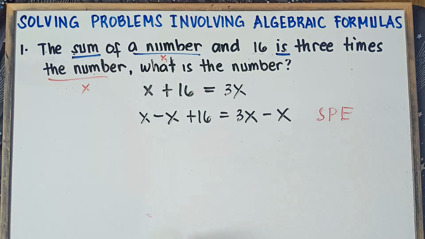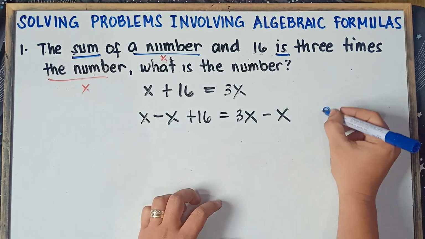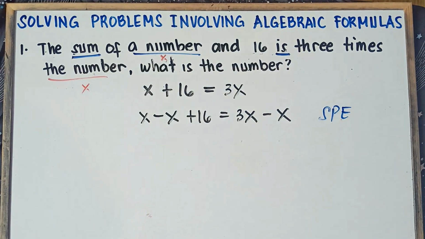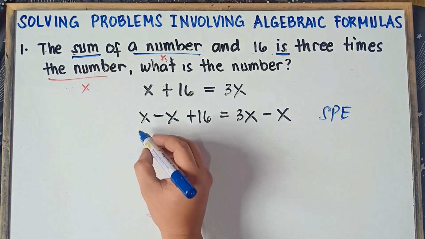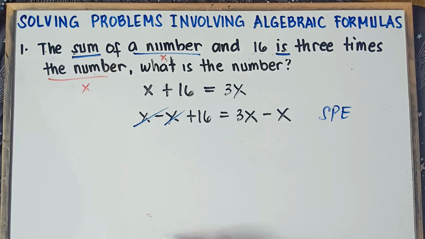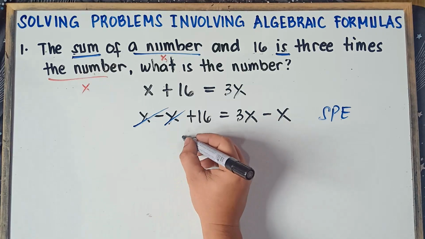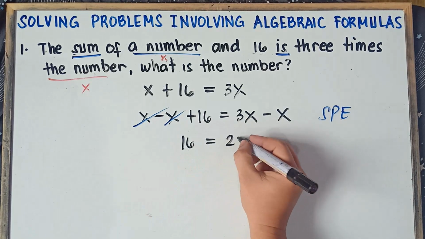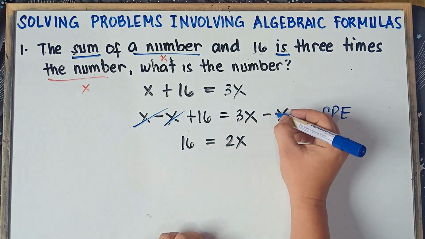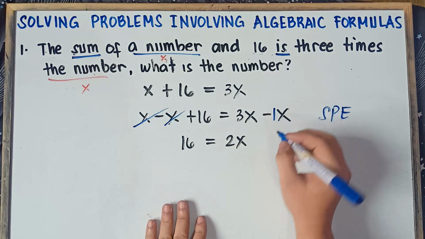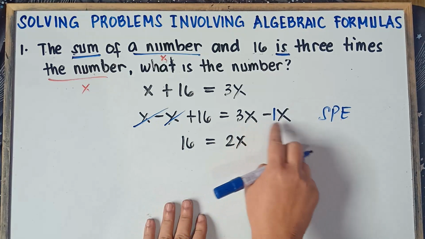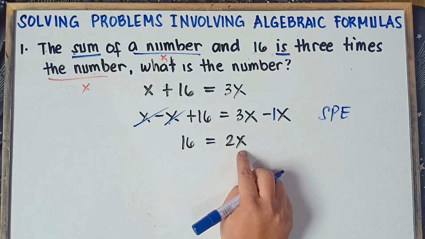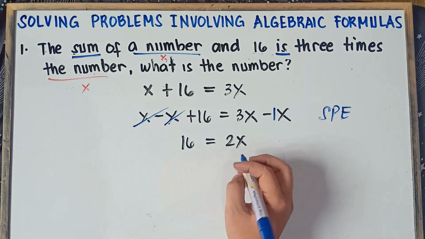SPE, subtraction property of equality. And then we can simply cancel this out. This will be 16 equals 3x minus x, that would be 2x. Understood that there's a 1 here, class. 3 minus 1 is 2. Simply copy x. And then to get the value of x, we can simply divide both sides by 2.